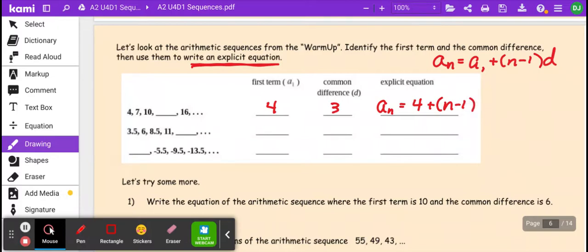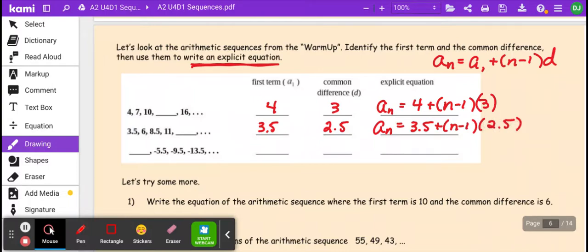Plus n minus 1, because you're not filling in the n when you're writing the explicit equation, right? I want to be able to fill in any term. Okay, look at the next one. First term is 3.5. Common difference was 2.5. So the explicit equation is going to be 3.5 plus n minus 1 times the 2.5.